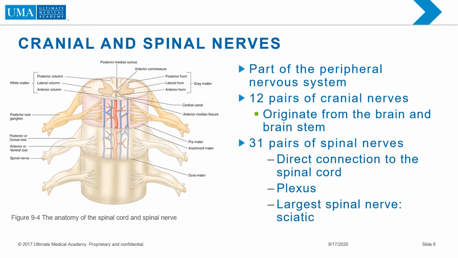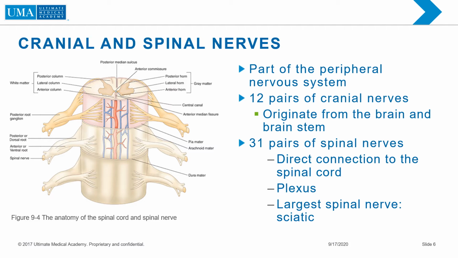The other point of attachment is the anterior or ventral root. This is the motor root. It contains motor nerve fibers only and conducts impulses from the spinal cord to the periphery like muscles. It connects with the ventral gray horn of the spinal cord.